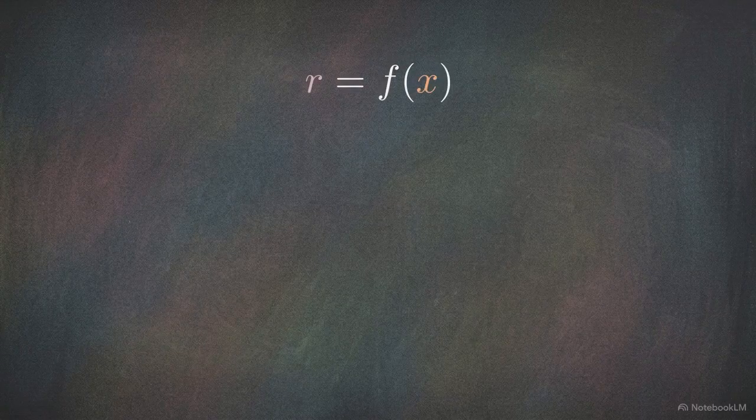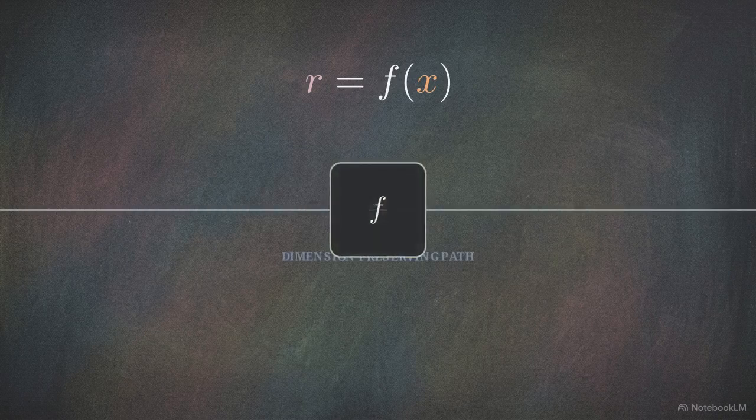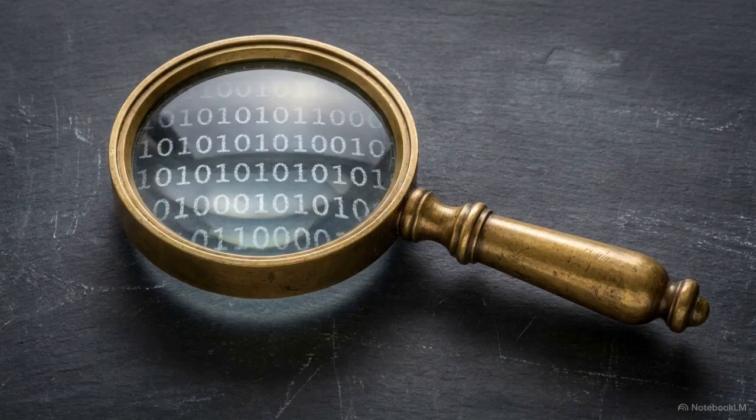This is represented by the familiar equation, R equals f of x. The values flow into the function, undergo a calculation, and emerge on the exact same linear plane. The system alters the quantity or magnitude of the input data. But there is a technical limitation built into this architecture.